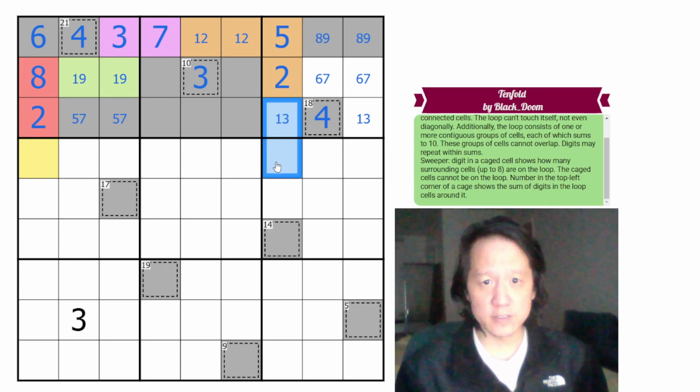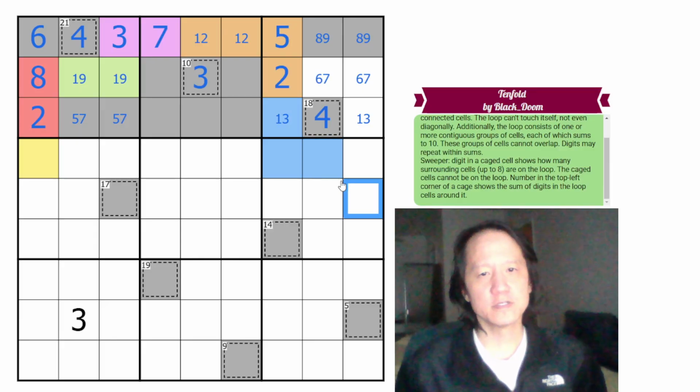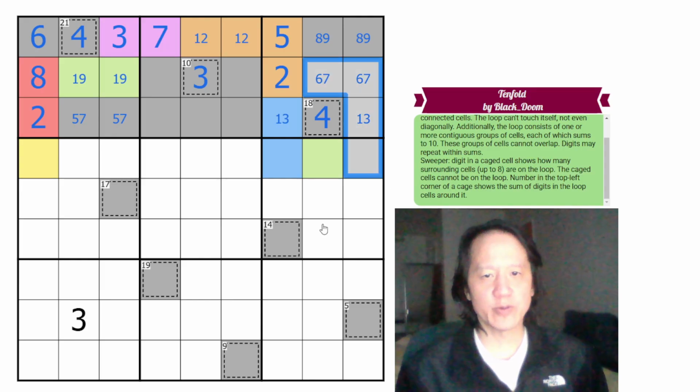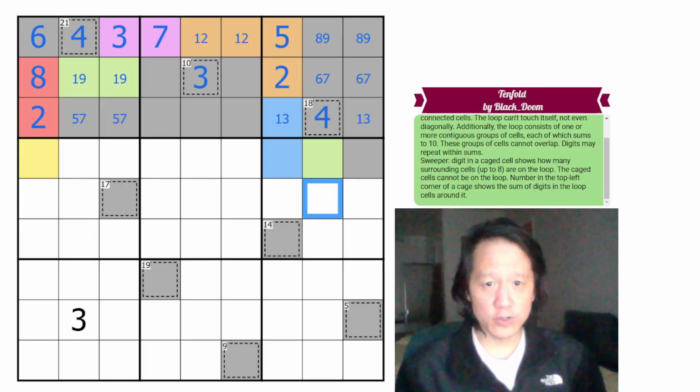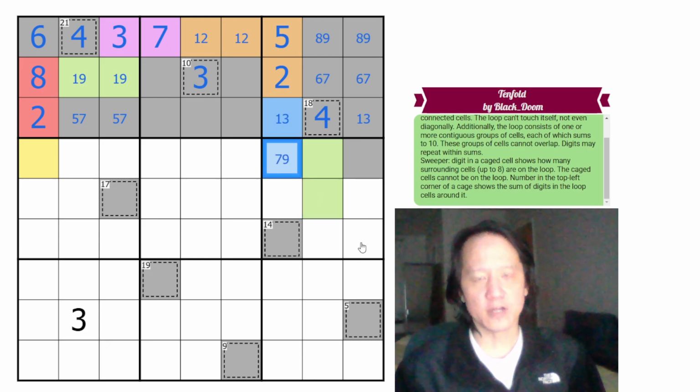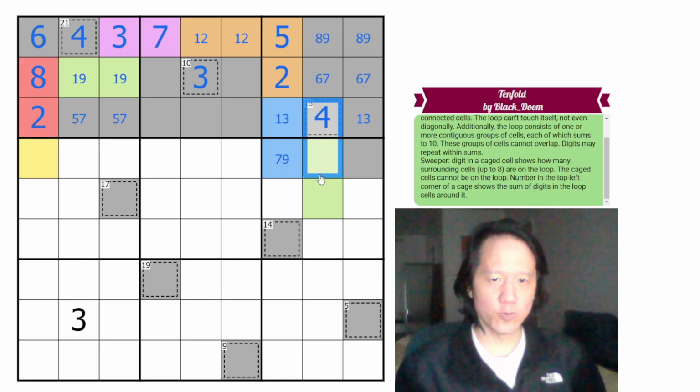So therefore, these must form a set of at least 2, and it's 4 digits. So if these 3 were all the same, this would only add up to 12. Sorry, if this is the same set of 10, this would only add up to 12, which is not possible. So this one has to be a new set. So we're going to make this green now. These cannot be part of the loop because this says there's 4 digits in surrounding 8 that are part of the loop. Therefore, it goes here. Therefore, it must go down here, and this must be part of the same set. This has to be 7 or 9. We're not sure about this.